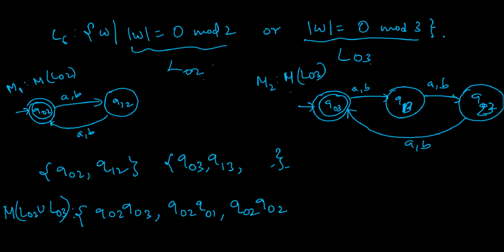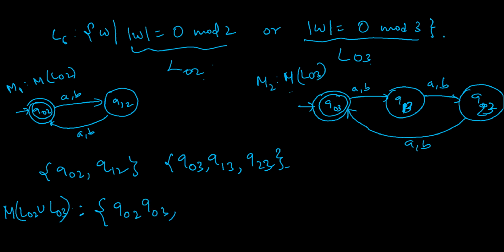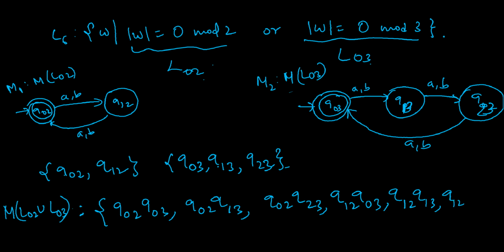Q03, Q13, Q23. So the states in this DFA would be Q02 with Q03, Q13 and Q23, and Q12 with Q03, Q13 and Q23. So there will be 6 states.